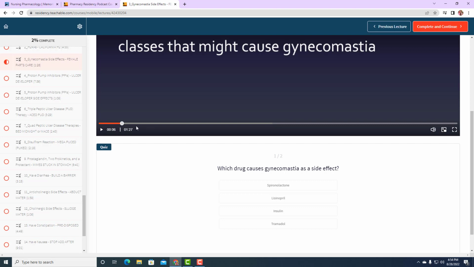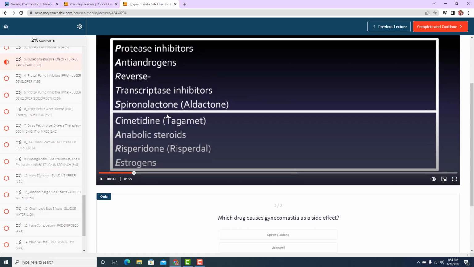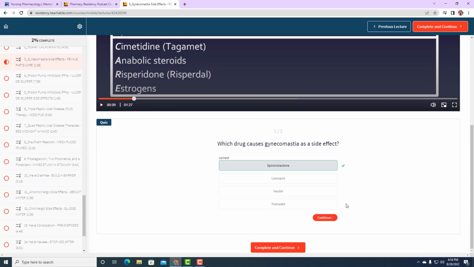And so we go back to our mnemonic, and we see female parts care, and we see, oh yeah, okay. Of spironolactone, lisinopril, insulin, or tramadol, which one is it? In this case, it would be spironolactone, which is brand Aldactone. And again, on the course, you can just hit check, make sure that you're correct, and then hit continue.